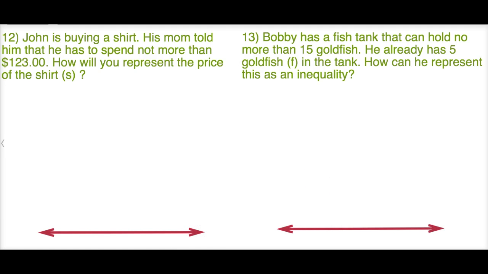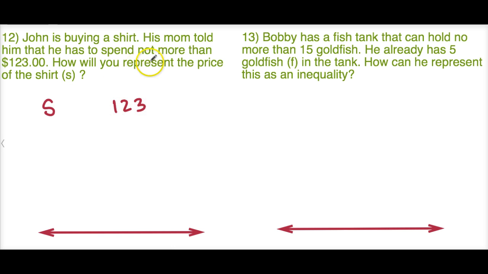All right. Next one. John is buying a shirt. His mom told him he can spend no more than $123. How will you represent the price of the shirt? So I'm going to put s because it says shirt, and the price is $123.